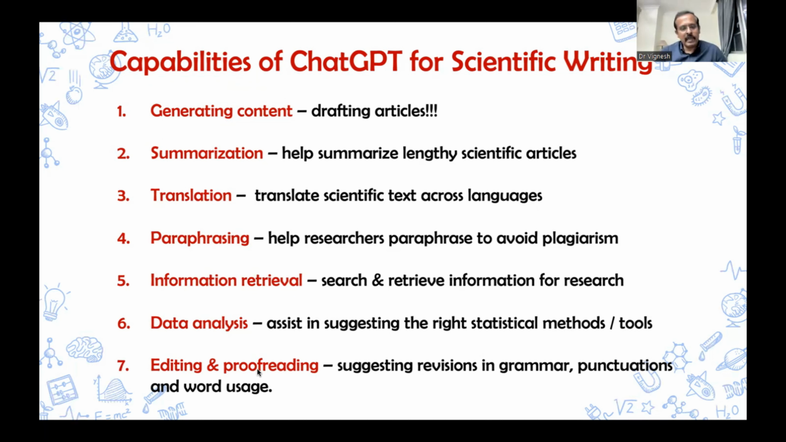It can help in paraphrasing. It can retrieve information for your research. Instead of relying on Google, you can ask ChatGPT for it. It can even help you with data analysis. Okay, it can even suggest certain statistical methods. Again, you have to be very careful when you get help from ChatGPT for data analysis. I will tell you why later. It can also help you with editing and proofreading. It can help you with your grammar, punctuation, and word usage. So these are some of the capabilities.